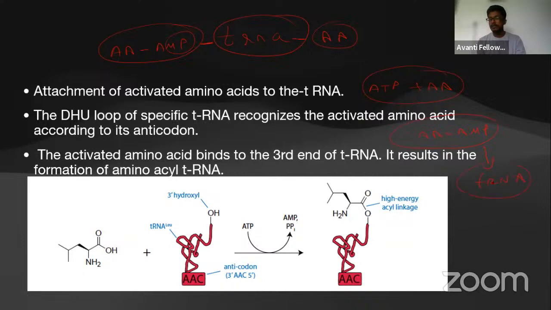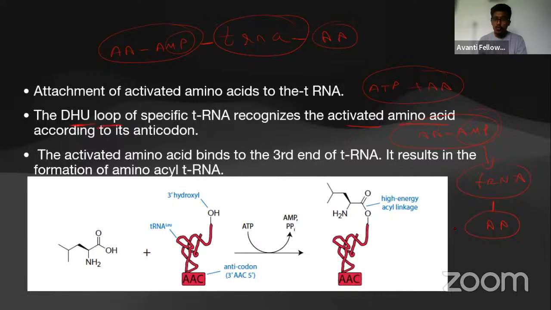Now your question is, sir, where do we get the energy from to attach the amino acid to the tRNA? We already have an AMP molecule. The AMP molecule will release the energy when it breaks the bond between amino acid and AMP. This energy is utilized for the attachment of the amino acid to the tRNA. It simply does not attach, no. A specific amino acid has to be recognized. The DHU loop, as we talked about in the last class, has the role of recognizing a specific activated amino acid.